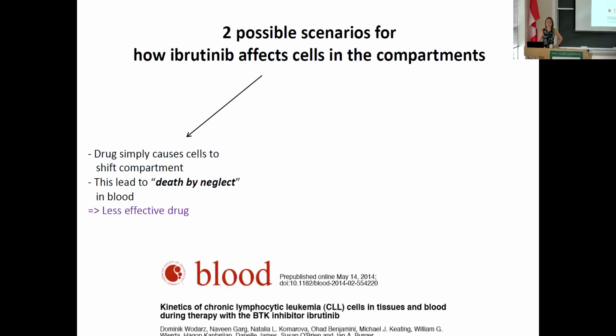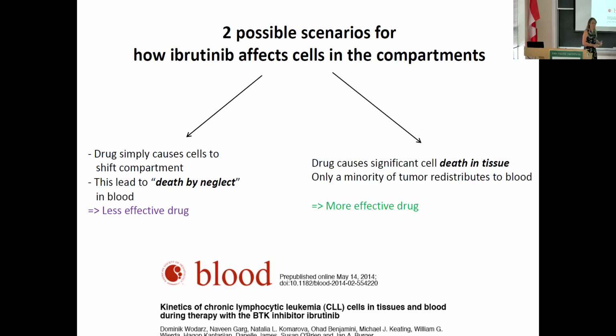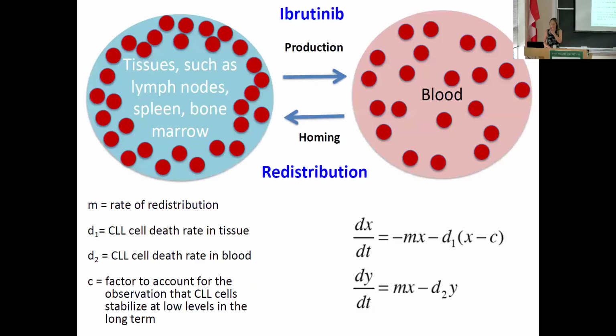There are two possible scenarios. Maybe this drug causes cells to just migrate to blood, and they die there by neglect because they don't have the microenvironment, but the drug doesn't really do anything. Or maybe the drug kills them inside the bone marrow somehow. So which one? That's what we're trying to do.